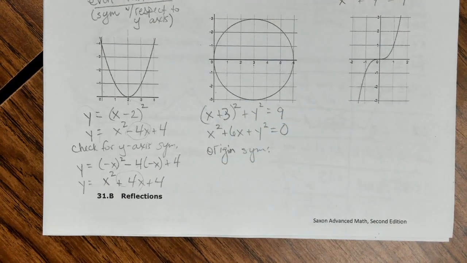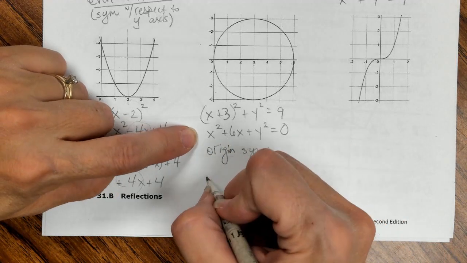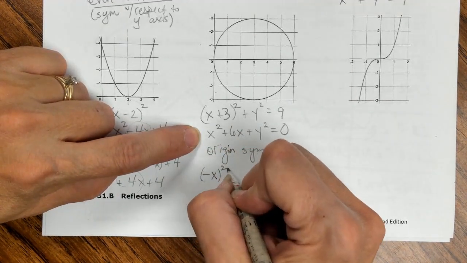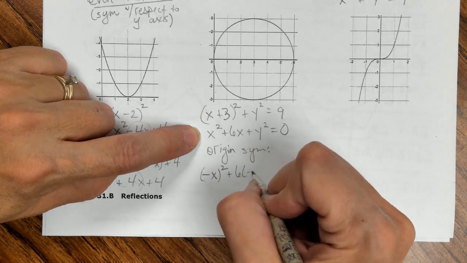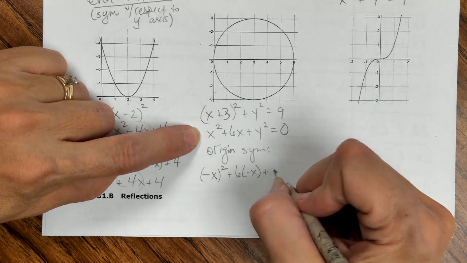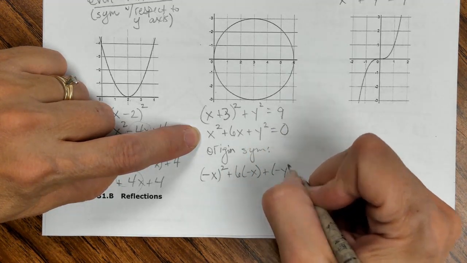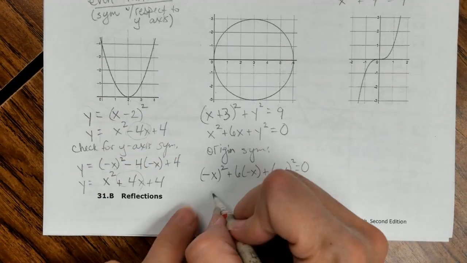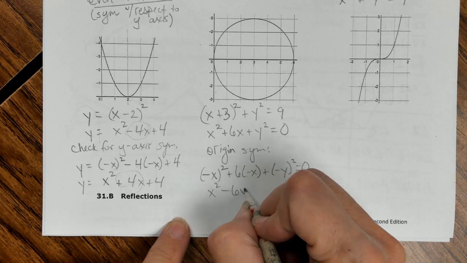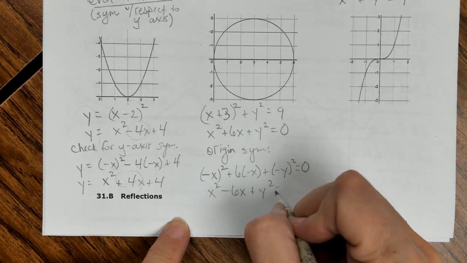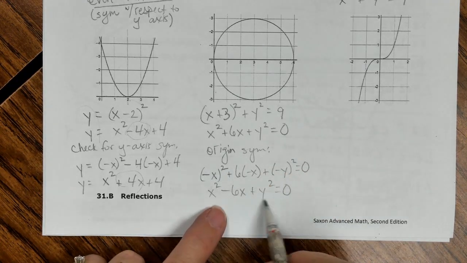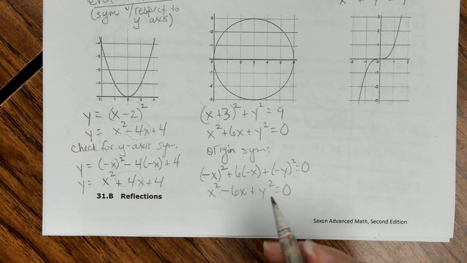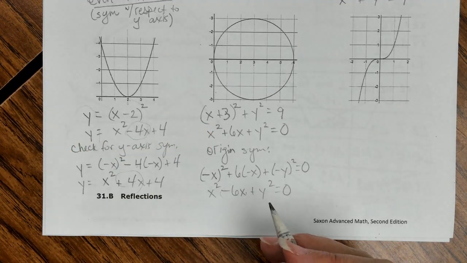We've changed the sign of x and y. So here we have squaring negative x plus 6 times negative x, and then also squaring negative y. Okay, so that's x squared minus 6x plus y squared equals 0. It all matches except that middle term again. They are not the same. It is not symmetric with respect to the origin.